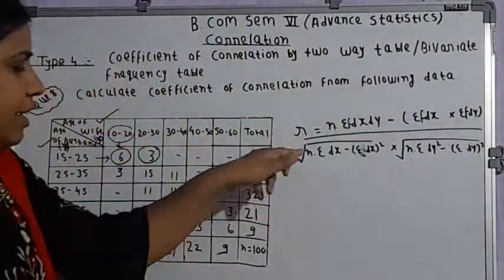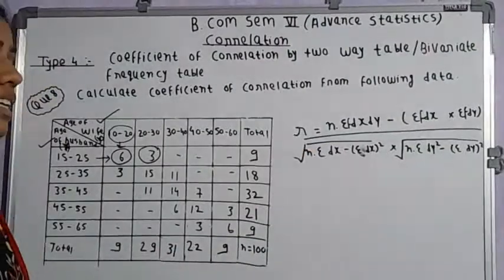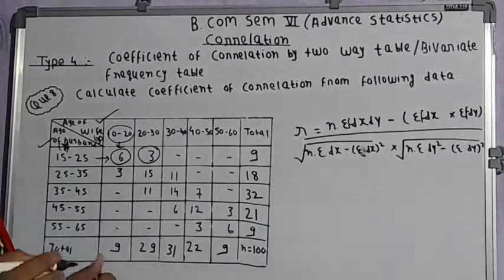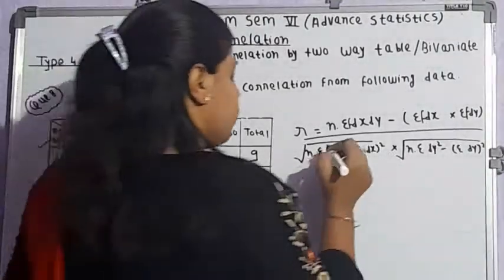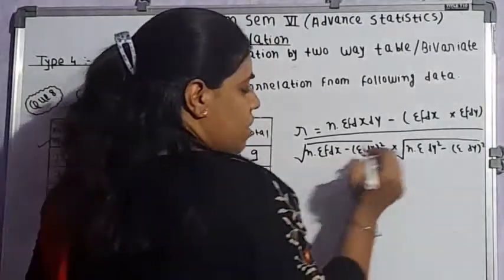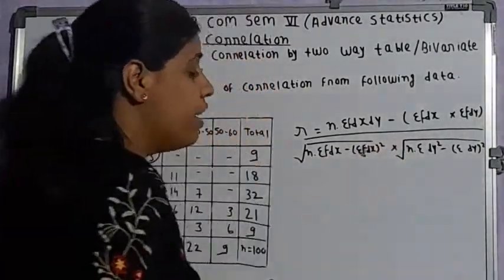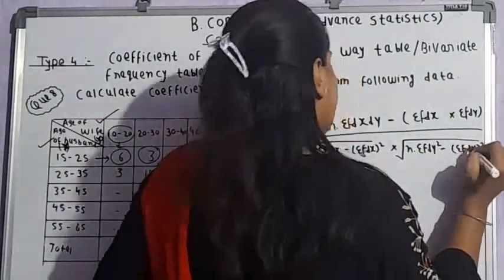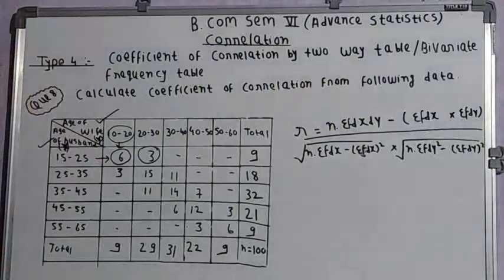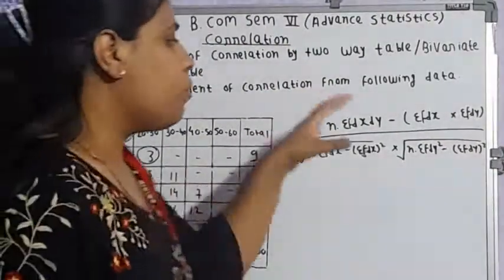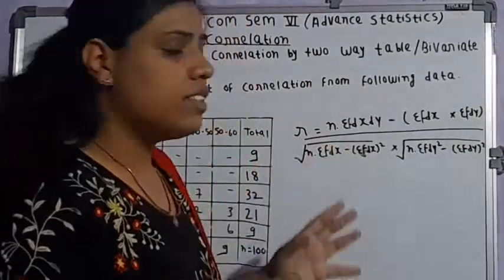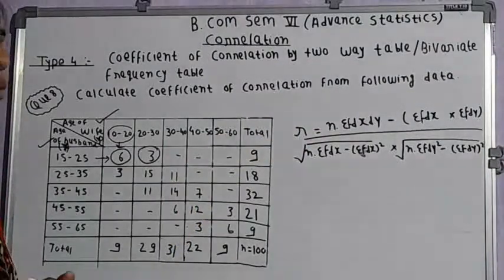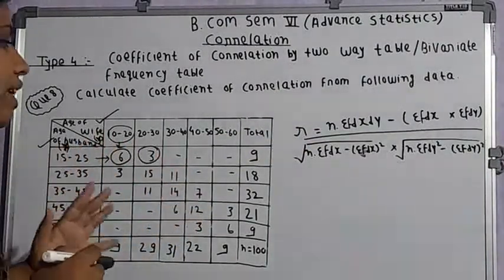Again, under root n into summation dx square. Why summation f dx square? Because earlier frequencies were not given, but now the frequency is given. So what we have to do? We have to write summation f dx square minus summation f dx whole square, into summation f dy square minus summation f dy whole square. So we have to multiply each and every component, each and every factor by its frequency. That is going to be the modification in the formula.